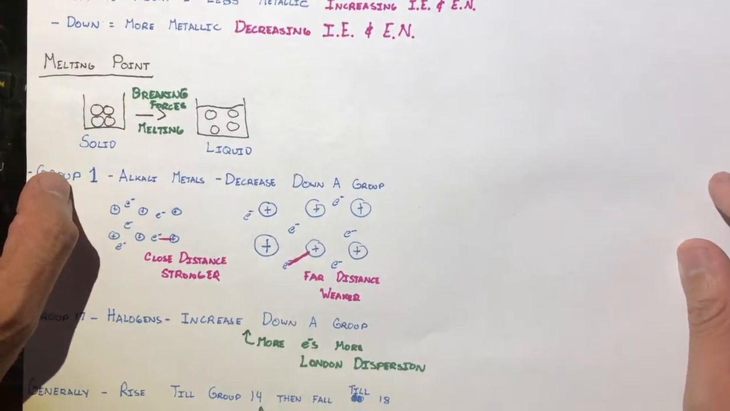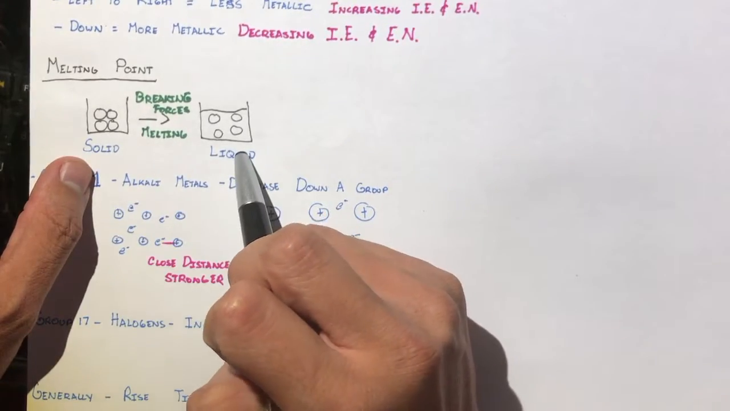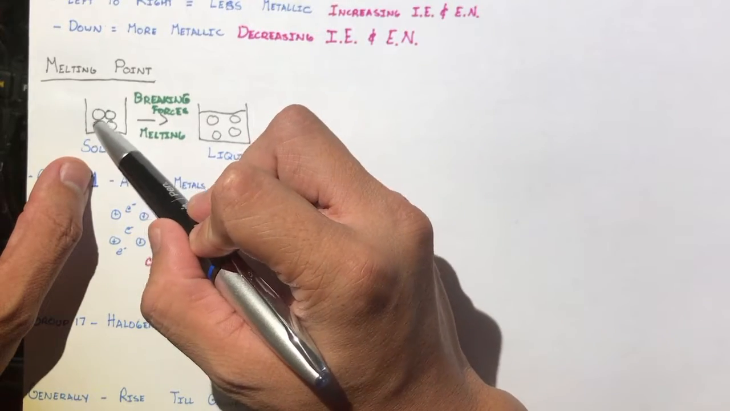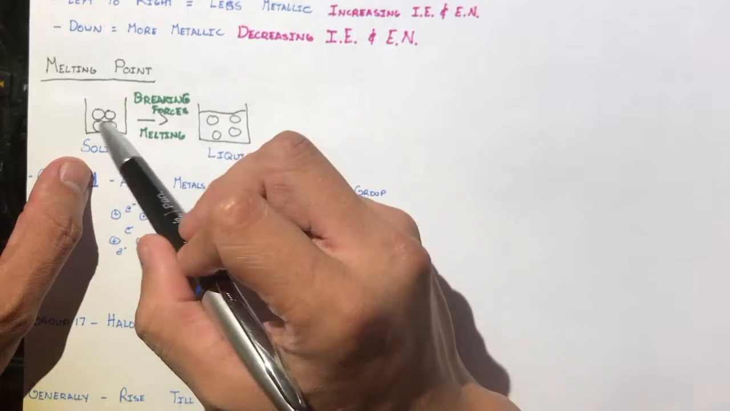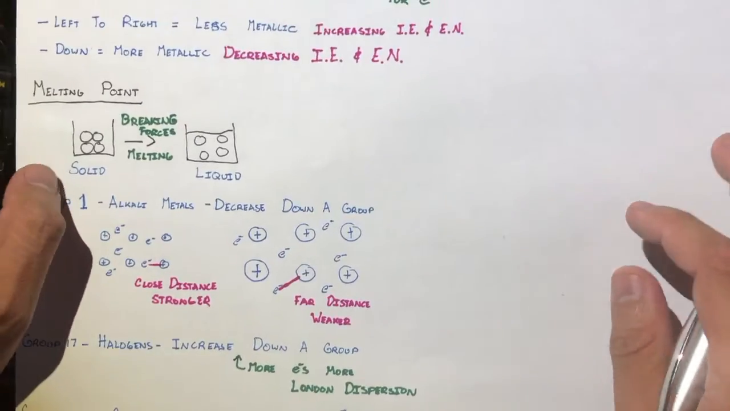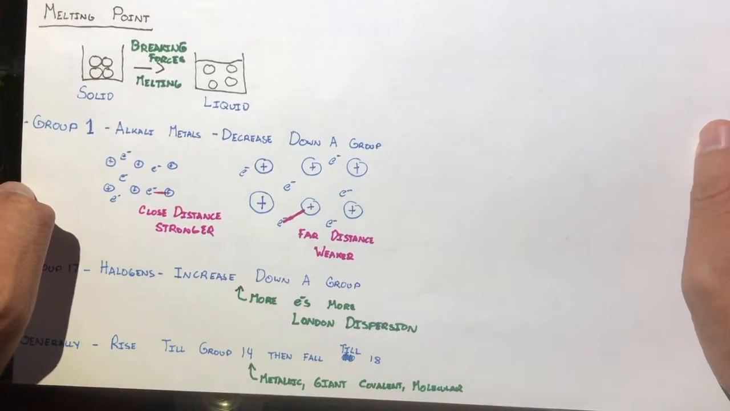Let's talk about melting point. Melting is the process of going from a solid to a liquid. What we need to do in melting is break the forces that are holding this solid together to make it into a liquid. Unfortunately, it's not as easy to just state a trend. There are some exceptions, so let's take a look.